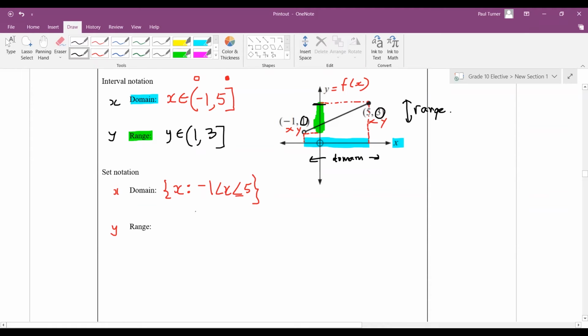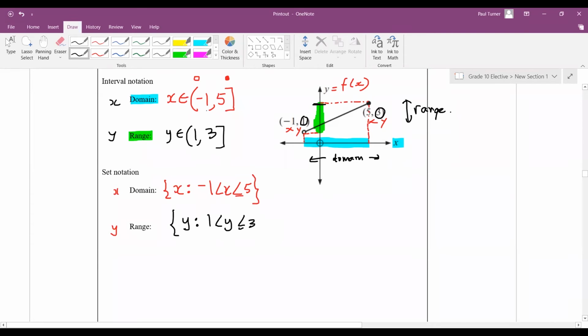So for your set notation, again, we'll have y such that y is between 1 and 3. 1, not including 1, and put y there, actually, not x. Let's erase that. That should be y, because we're on the y-axis. And go up, and we can include 3.